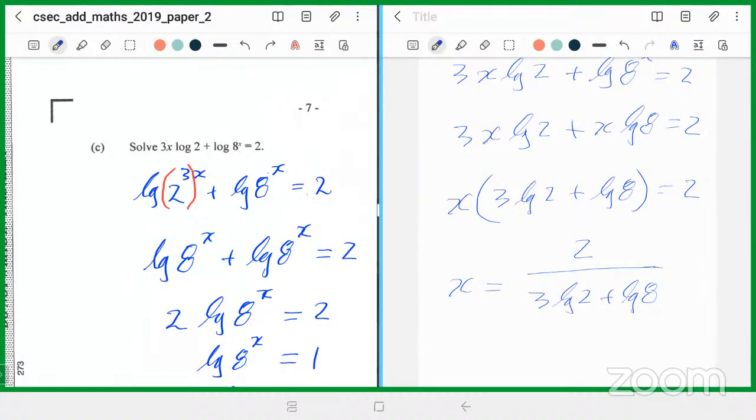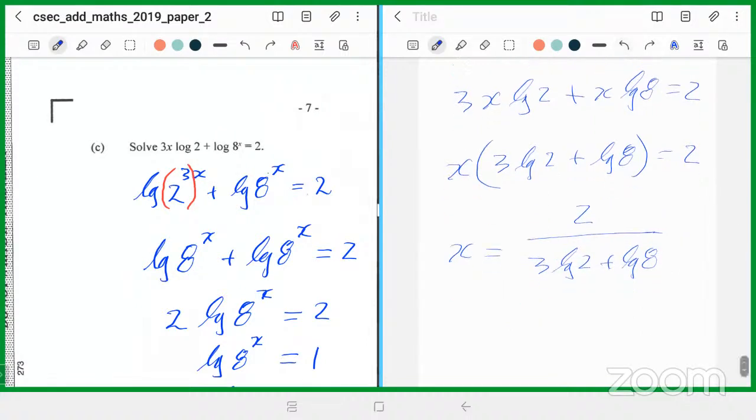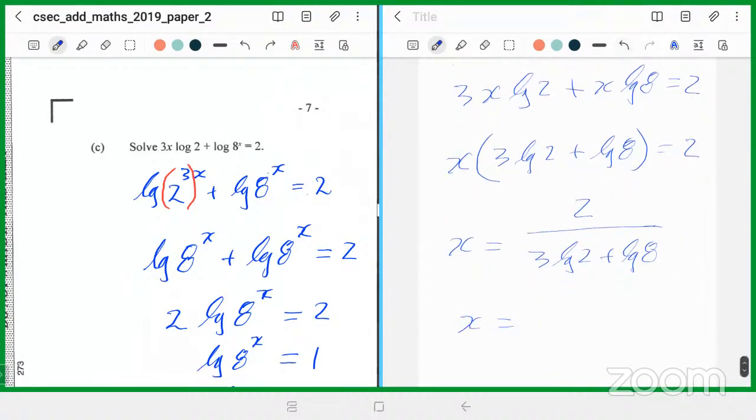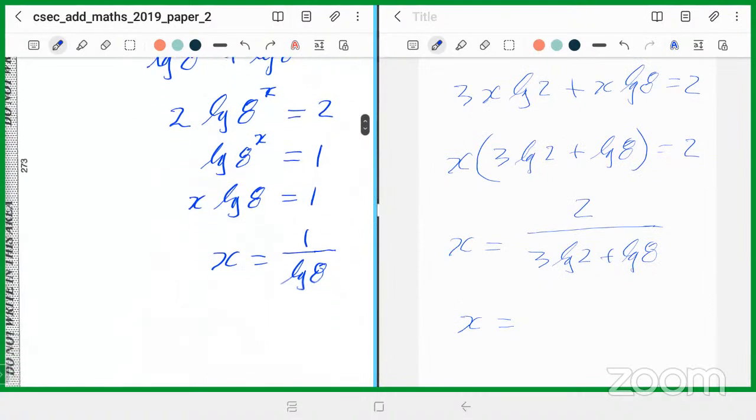That is also correct, and if you leave that on the paper, CSEC have to give you your marks. It's still correct. You have made x the subject. If you want, you can put this in the calculator and see what you get. I'm going to say we get the same answer as the other one. Put this in the calculator and put this in the calculator, and we see that we get the same answer for both of them.